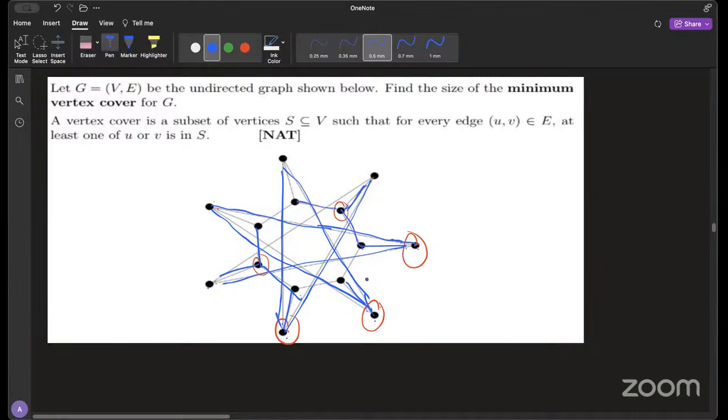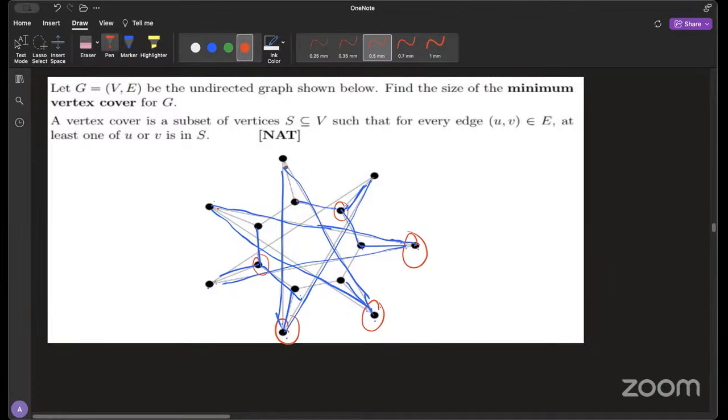But once you've chosen this one, now look at the remaining vertices that you have not chosen yet for your vertex cover. All of these are only connected to two. This is connected to two. By two, I mean the edges that are not covered yet. Out of those edges, it's only connected to two. This is only connected to one. No, this is also connected to two. This is only connected to one. This is also only connected to one.